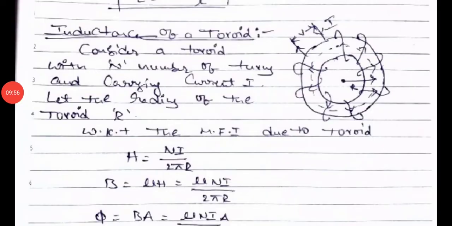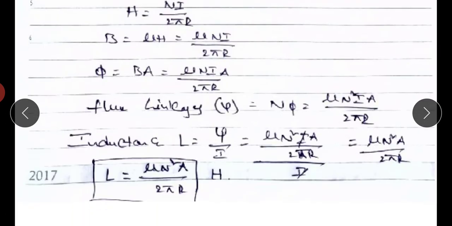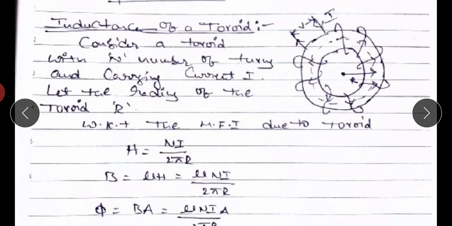Okay, this is the toroid construction. Here capital R is the mean radius of the toroid. The formula is mu into n square into A by 2 pi r, where r is the mean radius of the toroid. If the problem gives the radius of the coil, this is the coil wound on the toroid. Then by using that radius, we find the area using A equals pi r square, the area of the toroid or the area of the coil.